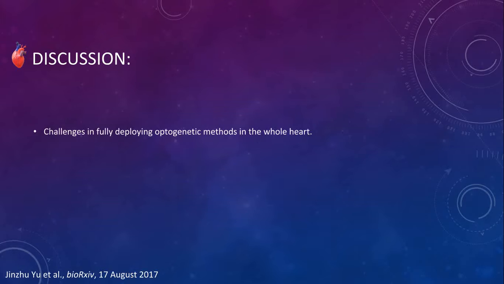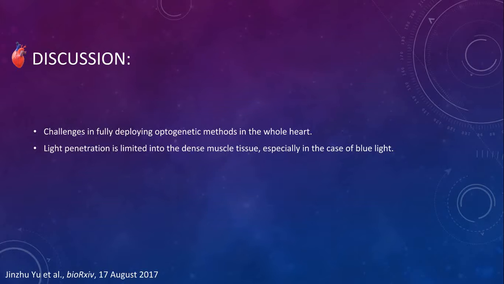Discussion. There are still several challenges in fully developing optogenetic methods, including OptoGap, in the whole heart. Light penetration is limited in dense muscle tissue, especially in the case of blue light. This problem can be partially solved by employing red-shifted opsins such as ReaChR or Chrimson, which would permit engaging cells from deeper layers.